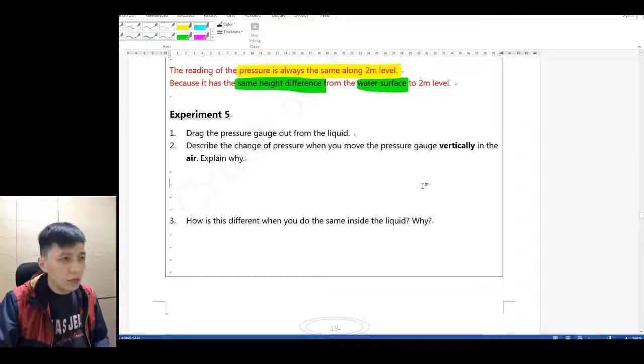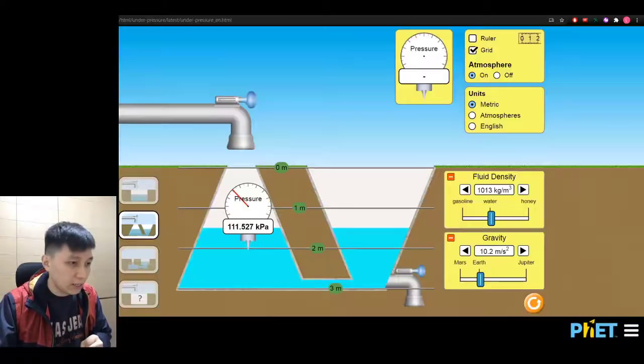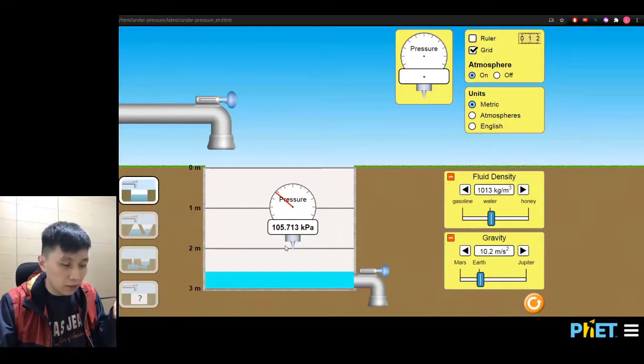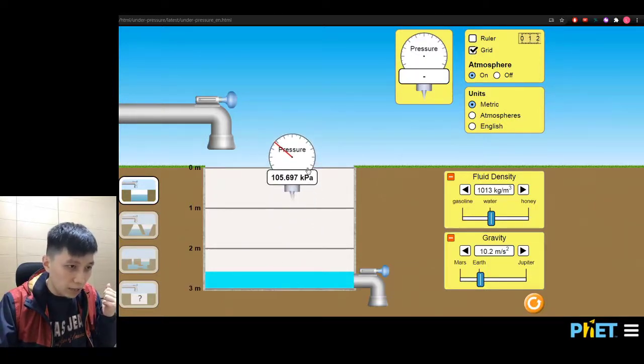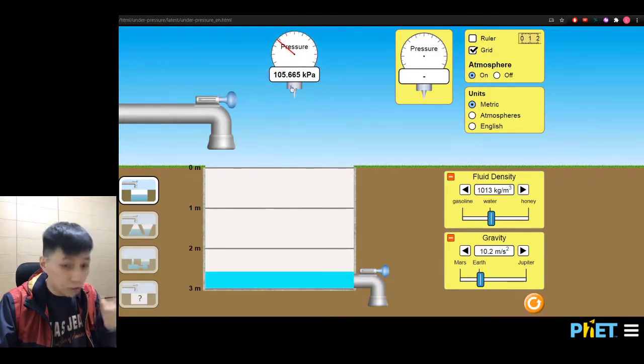Experiment 5. This one is even more interesting. You have to pull the pressure gauge out of the liquid. So you are not doing liquid pressure, you are doing gas pressure. So let's have a look here. You can either do this scenario, or if you like to do this, that's fine too. So now you can see I don't have any liquid above me, but if I go up along the air, can you see that? The pressure would still decrease.